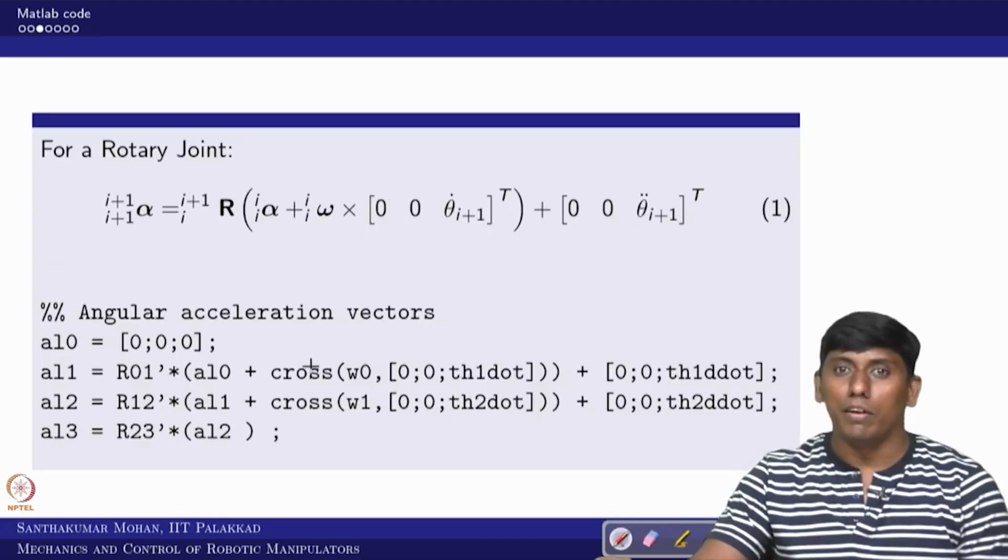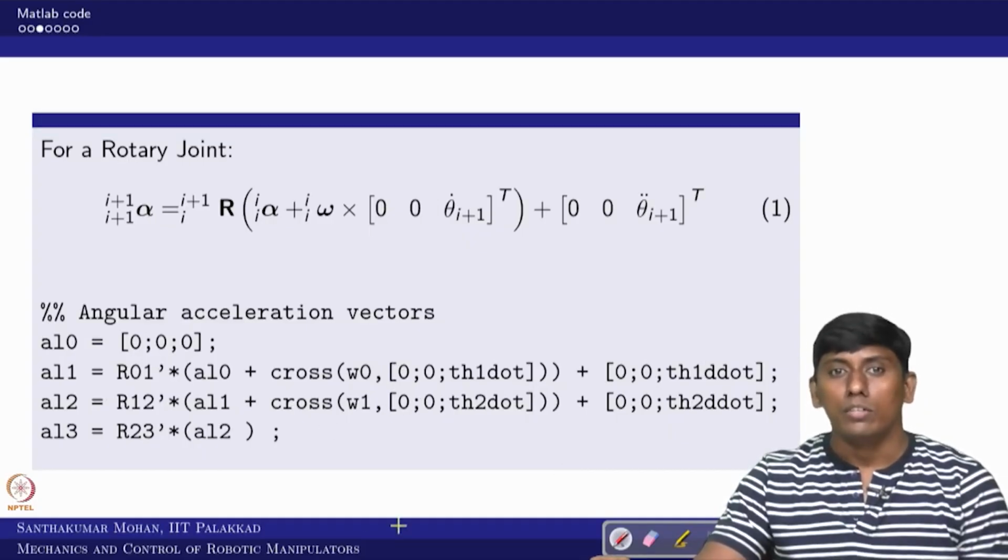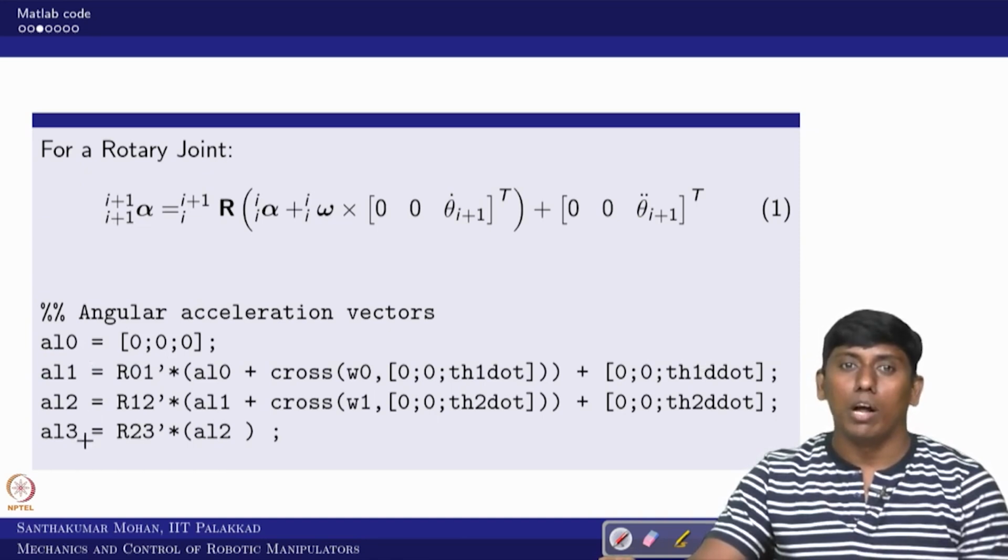The same relation we have written in Matlab syntax. Similarly alpha 2 we can get. For alpha 3 there is no active variable, so you can see that the cross terms vanish. So this is alpha 0 to alpha 3.